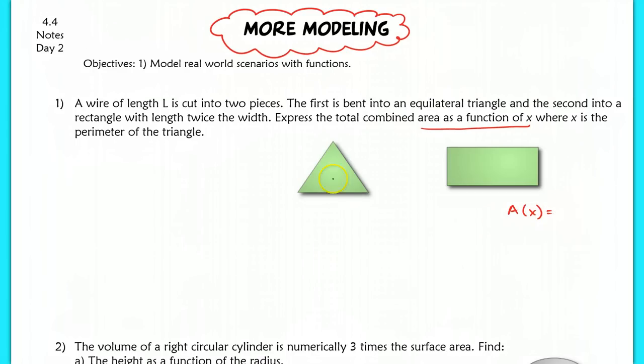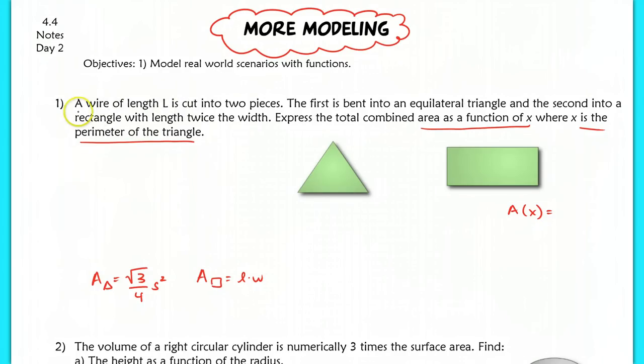If I want to express each area, the area of this triangle is going to be found by root 3 over 4 s squared, and this is a formula that we will give you. The area of the rectangle is just going to be length times width. Okay, we're going to add those two up together, but express them as a function of x, where x is supposed to be the perimeter of the triangle. So this is giving us a hint already in terms of what variables we want to use and how we want to set it up.